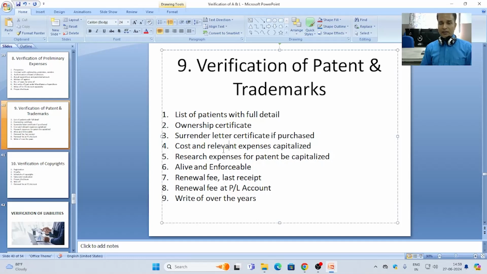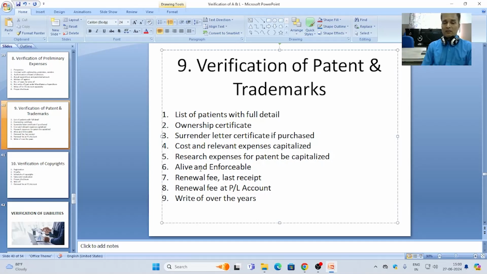If the patent and trademark is a result of research and development of the business itself, then expenses on research and development of the patent and trademark should also be capitalized as the cost and relevant expenses of the patent and trademark. The treatment for the cost and relevant expenses and expenses on the research of patent and trademark should be the same, that is, capitalization of these expenses.